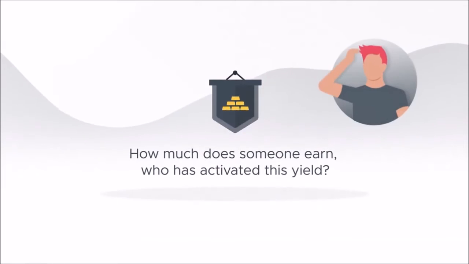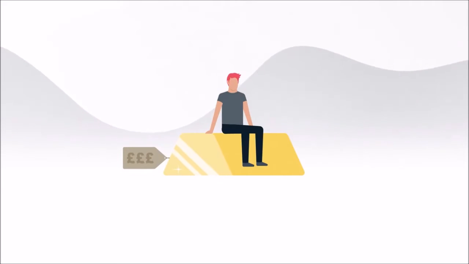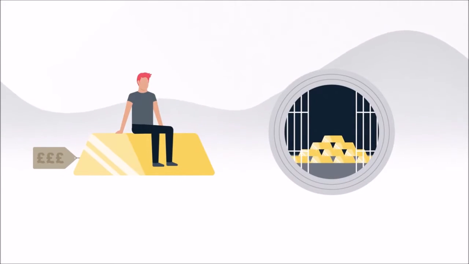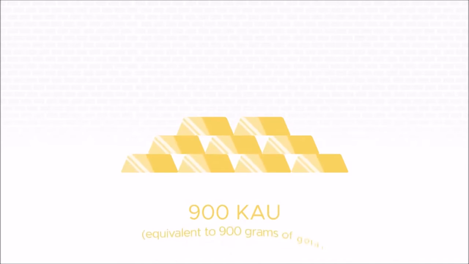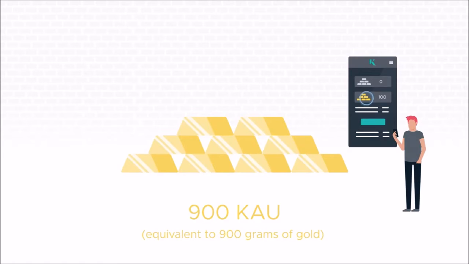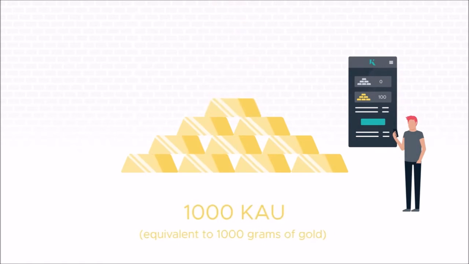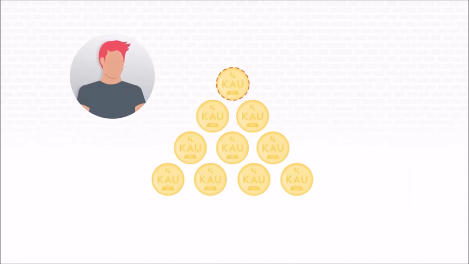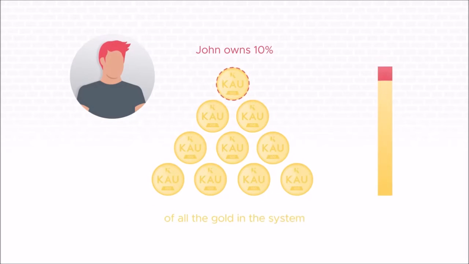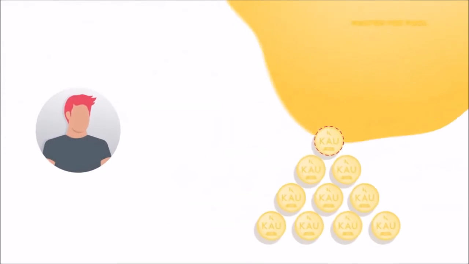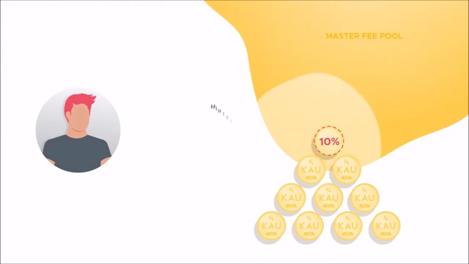So how much does someone earn who's activated this yield? Well, that depends on how much metal they've purchased proportionate to how much metal is in the system. Let's simplify with the following example. Imagine the total amount of KAU that has been purchased in the system is 900 KAU, equivalent to 900 grams of gold, and John decides to purchase 100 KAU. The total metal pool in existence is now 1000 KAU. As John now owns 100 KAU of the 1000 KAU total, he owns 10% of all the gold currently in the system. So therefore, John is entitled to be paid in KAU, 10% of the total minter's yield pool.